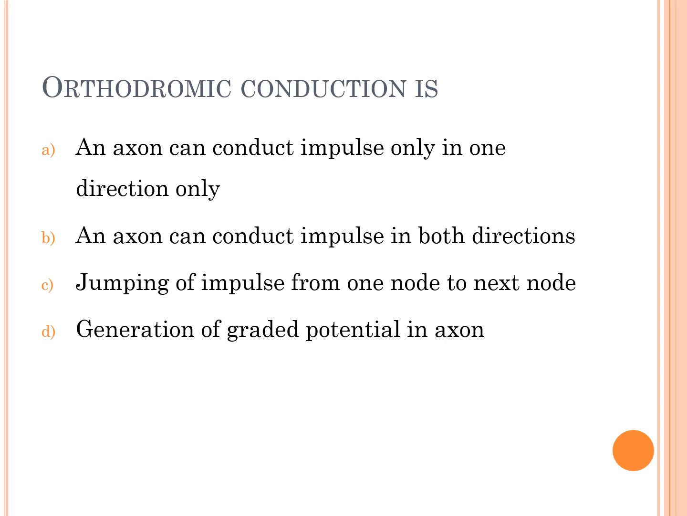Orthodromic conduction: the impulses will be transmitted only in one direction. That is the type of conduction called orthodromic conduction, whereas axoplasmic transport can be in either direction. It can be from the cell body towards the axon terminal, which is called anterograde transport, or from the nerve terminal to the cell body, which is called retrograde transport. So here it is orthodromic conduction.